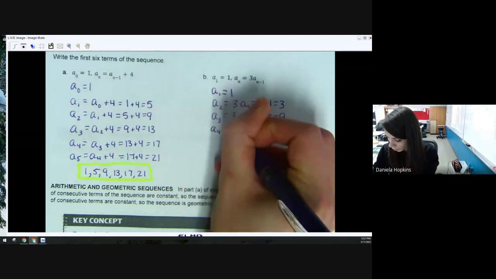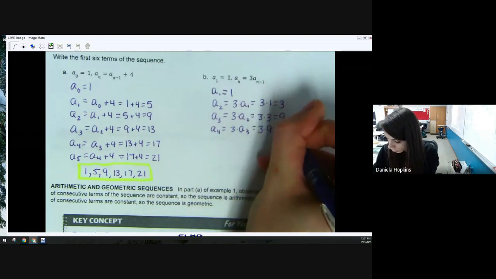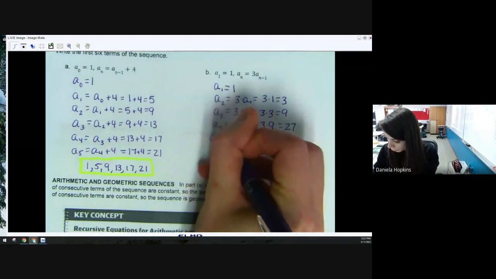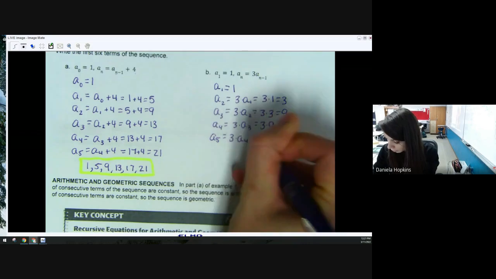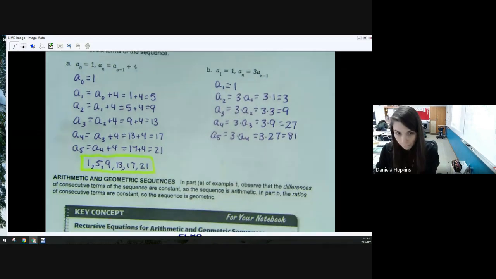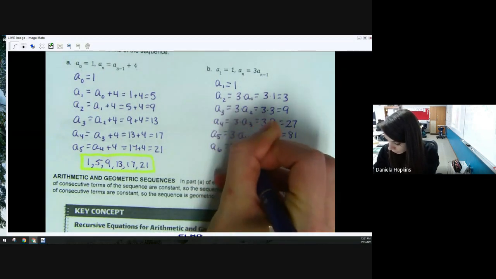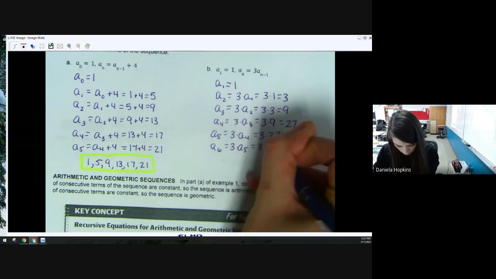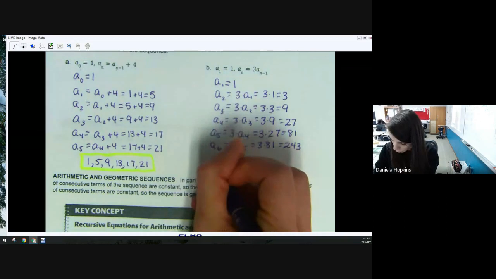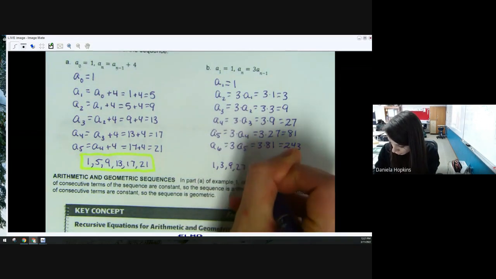My fourth term would be 3 times a3, which is 3 times 9, which is 27. My fifth term would be 3 times a4, which is 3 times 27, which is 81. And then finally, my sixth term is 3 times a5, which is 3 times 81, which is 243. So on my homework, I would enter 1, 3, 9, 27, 81, 243.